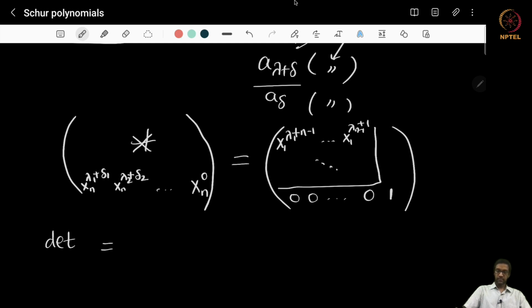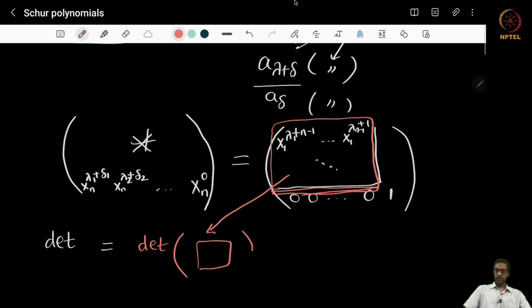Well, that determinant is, since I only have a 1 in the last row, equal to the determinant of this submatrix, this n minus 1 cross n minus 1 submatrix, and observe that this is actually just the same as the determinant of this submatrix, but that guy is the following.